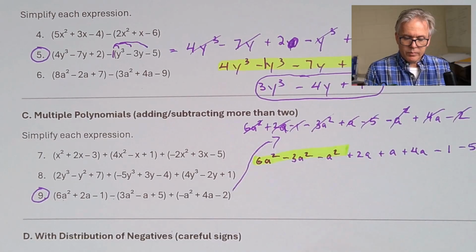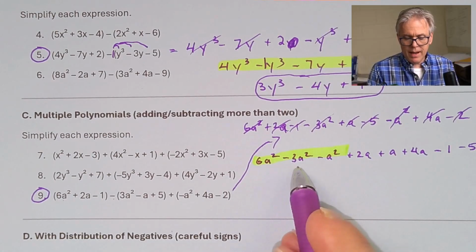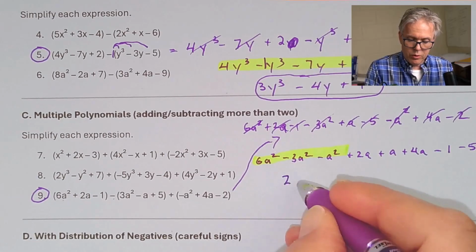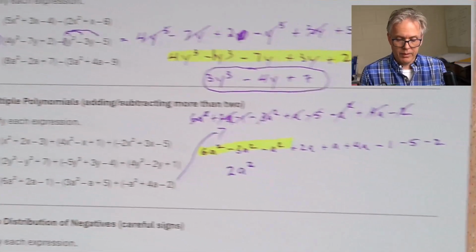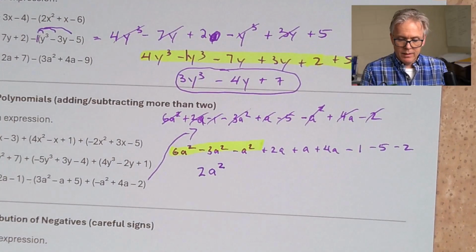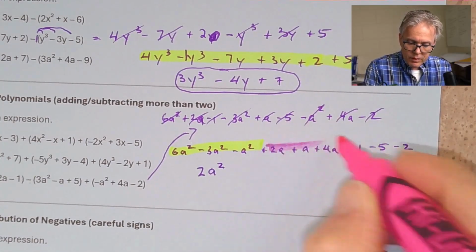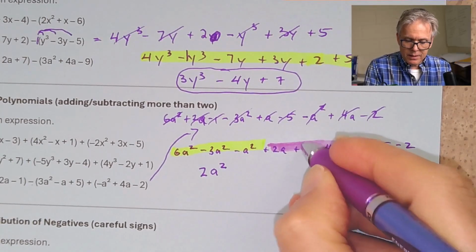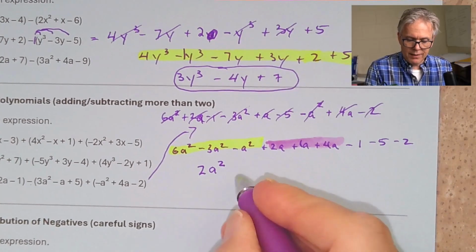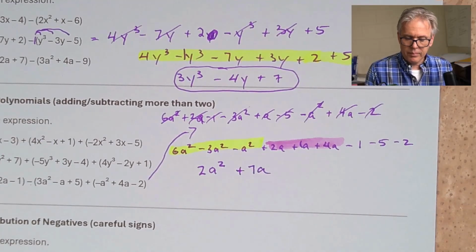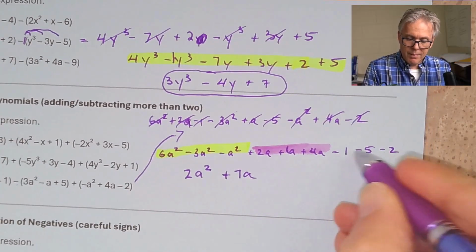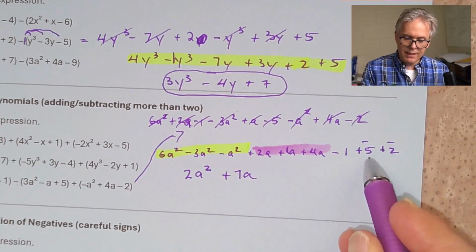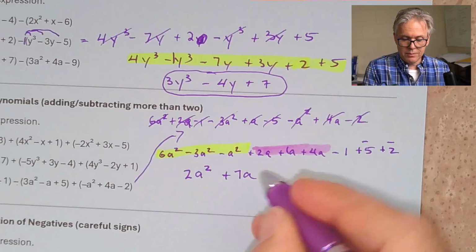So 6a squared minus 3a squared is 3a squared, minus a squared is 2a squared. And then move on to the next set, my a terms. So 2a plus, I can pencil in a 1a, is 3, plus 4 is 7. And here you've got to be careful. Got a minus 1, let's do plus a negative, plus a negative. So I've got a negative 1 plus a negative 5 is negative 6, plus a negative 2 is minus 8.